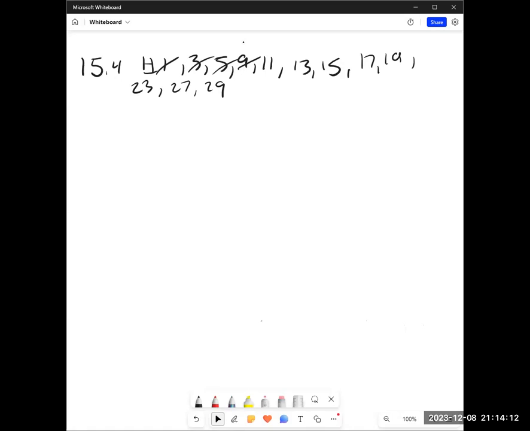Let's go ahead and look at the next one here. 4 times the square root of x squared, and we're going to assume that all the variables are positive numbers. So this is going to be 4 squared times x, which is 16x.